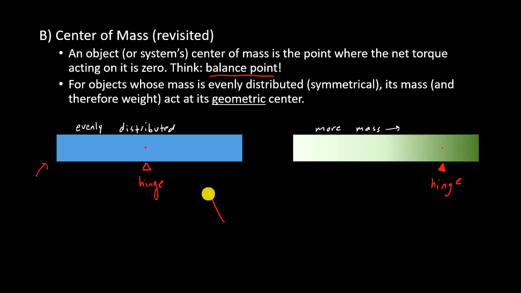For the most part, we're going to look at these examples. We're going to look at objects that have a uniform distribution, and therefore the center of mass is going to be fairly straightforward. It'll be at the geometric center.